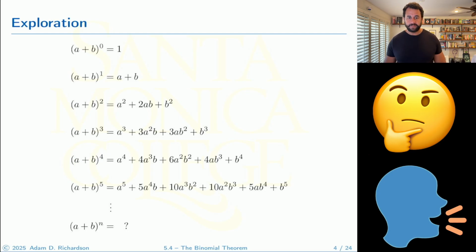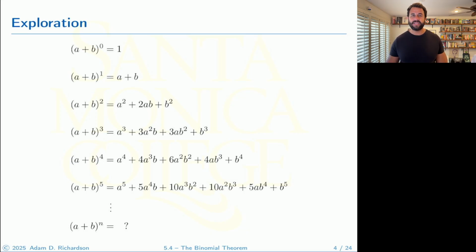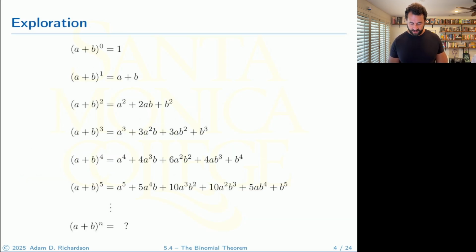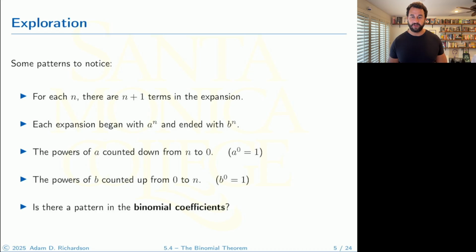Okay. All right. Now, let's take note of some patterns together for a minute here. So first thing, for each n, meaning for each one of those exponents, there's n plus 1 terms in the expansion. So notice here, when it was 0, there was 1 term. When it was 1, there are 2 terms. When it was 2, there are 3 terms. When it's 3, there's 4 terms. When it's 4, there's 5 terms. Is that right? 1, 2, 3, 4, 5. And in general, whatever this n is, there's going to be n plus 1 terms. That's one pattern to notice.